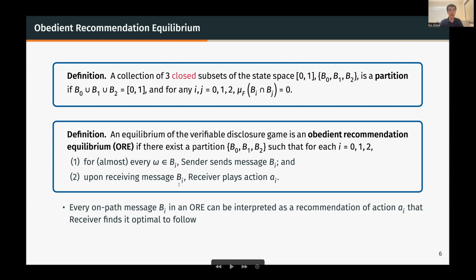Note that I do allow for both sender and receiver to use mixed strategies. However, this class of equilibria is particularly simple because both parties play pure strategies.